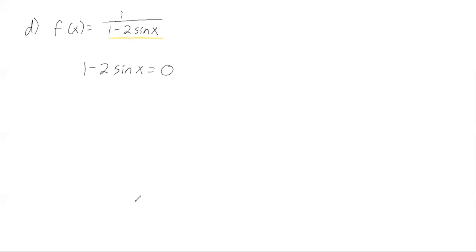Well, let's solve for x. So we subtract 1 from both sides. We have negative 2 sine of x is equal to negative 1. Divide by negative 2. Sine of x is equal to 1/2, right? So now what do I want? I want to know the x values. I want to know the angles where, when I take the sine of them, I get 1/2.